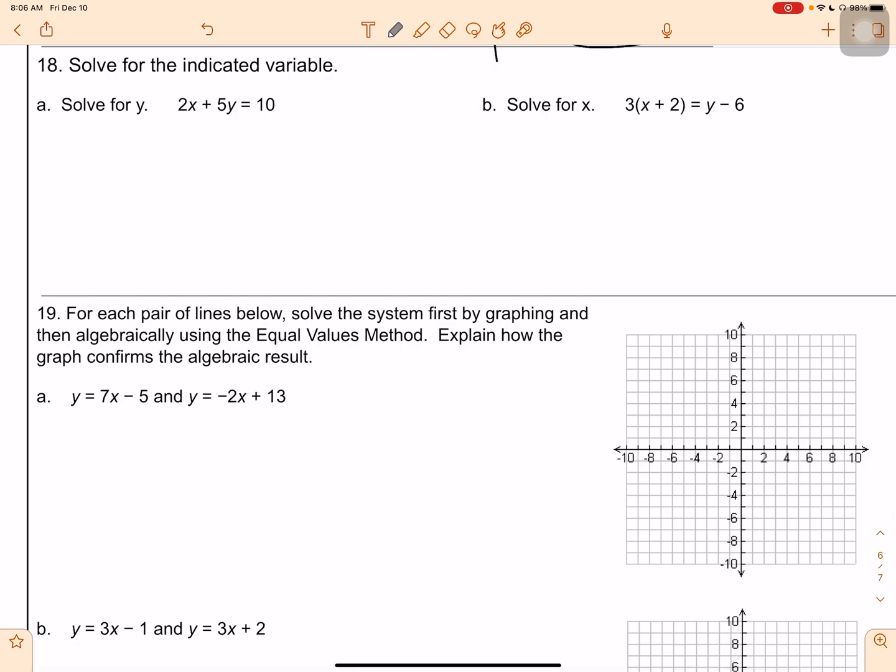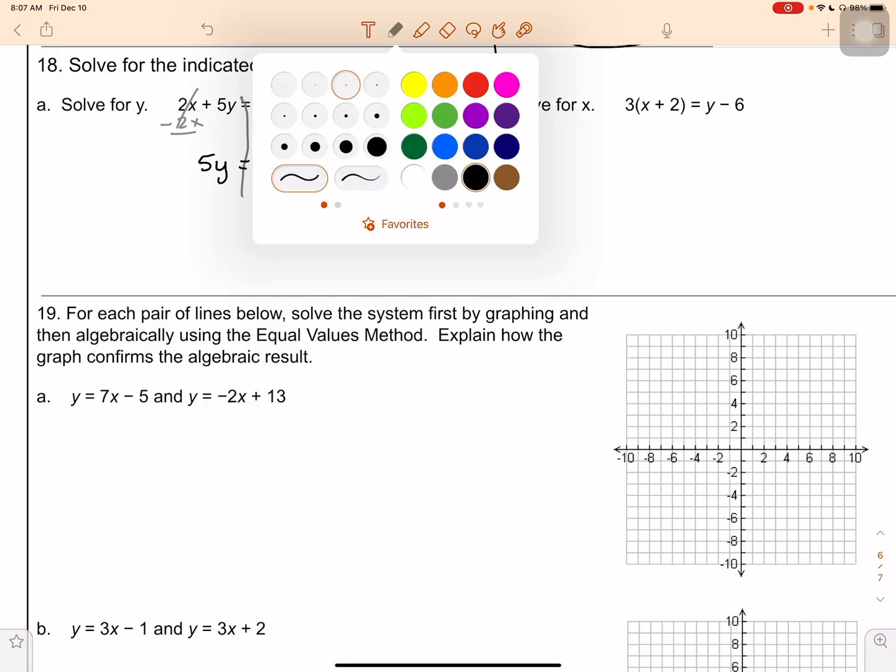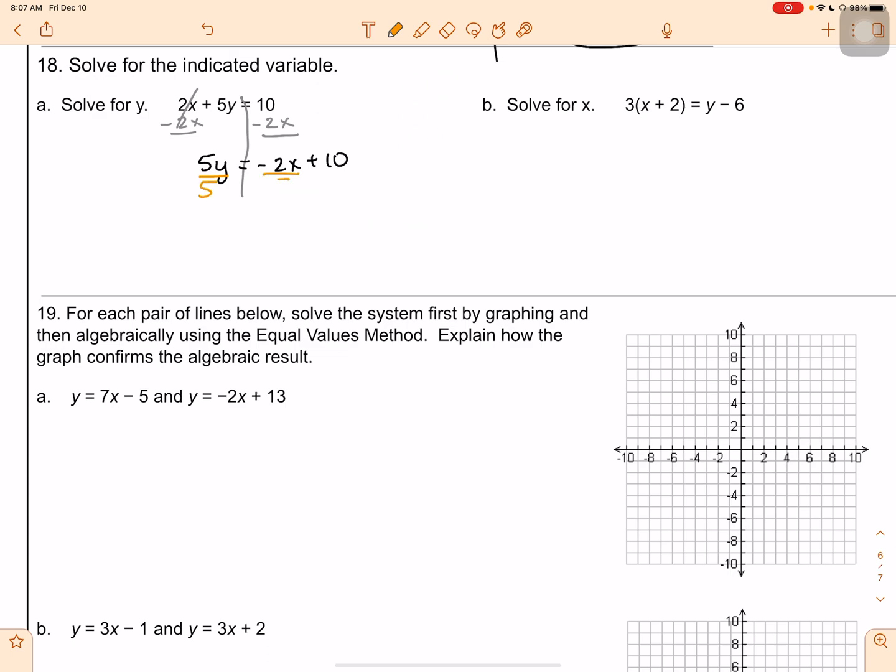The first one is solve for y. So I'm going to just draw a line. We're just moving terms here. So I need to get the y by itself. So I'm going to move away this 2x. So now that leaves me with 5y equals, you can either put 10 minus 2x or -2x plus 10. Doesn't matter either way. And now I got to divide everything by 5 to get that y by itself. So now I'm left with y equals -2/5 x plus 10 divided by 5 is 2. So that would be your final answer there.